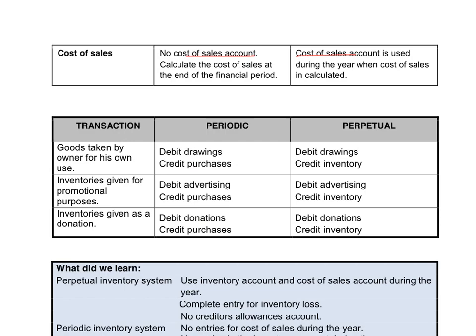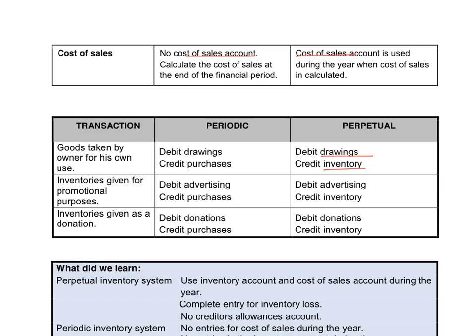If we look at the transactions in the general journal, goods taken by the owner for his own use. In the perpetual system, we will show that the drawings account will be debited, and because the goods were purchased with the purpose of selling the goods in the future, you debited inventory when you bought the goods. Now you have to show that that asset decreases, and therefore you will credit the inventory account.